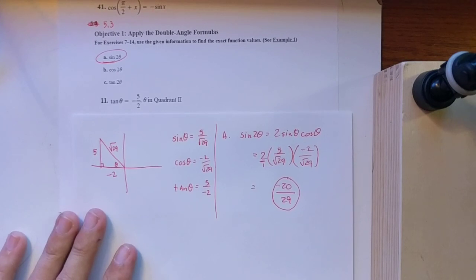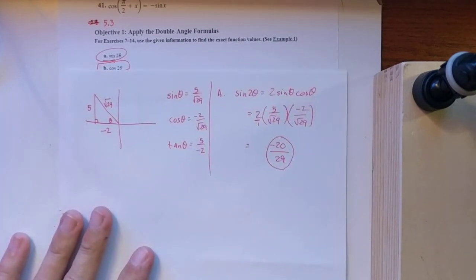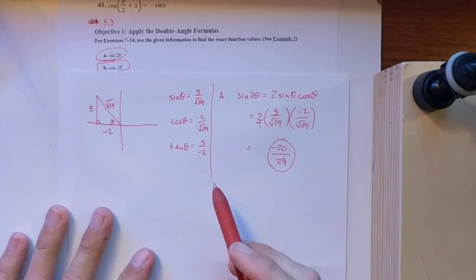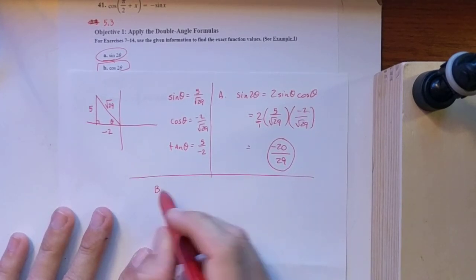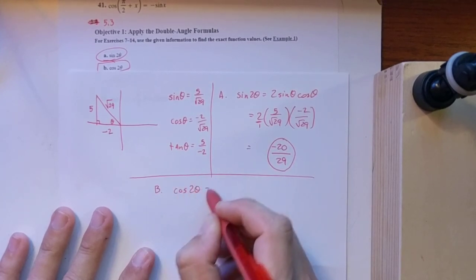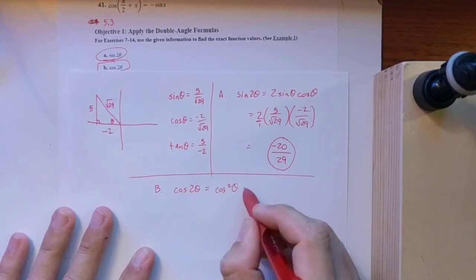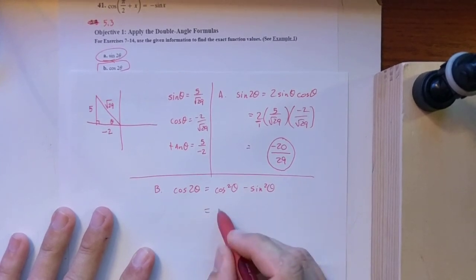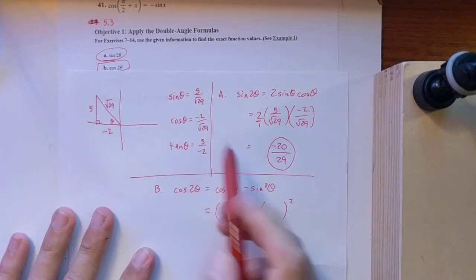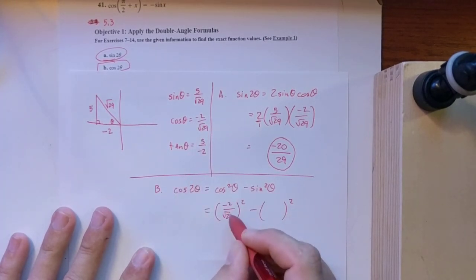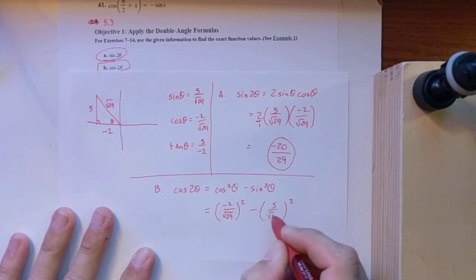Okay. For the cosine for part B, you can use one of 3 formulas like I talked about earlier. Does not matter which one you use, you'll get the same answer however you do it. So I'll just do the first one since I already know the sine and the cosine. So that's cosine squared theta minus sine squared theta. So that is something squared minus something else squared. The something that's being squared here is negative 2 over square root 29. And the something that's being squared over here is the 5 over the square root of 29.